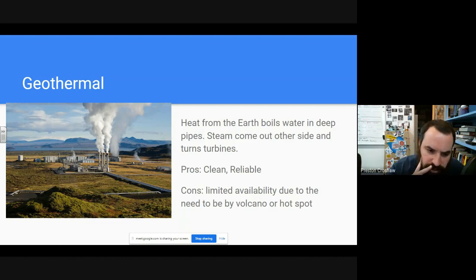So geothermal uses the heat from the earth, right? That's literally what geothermal means.